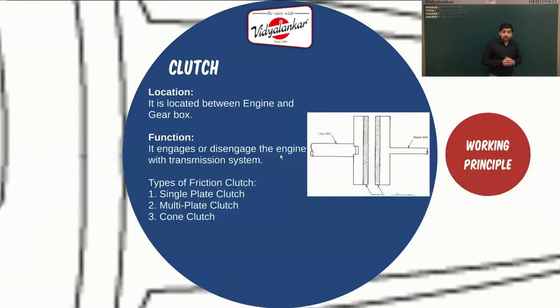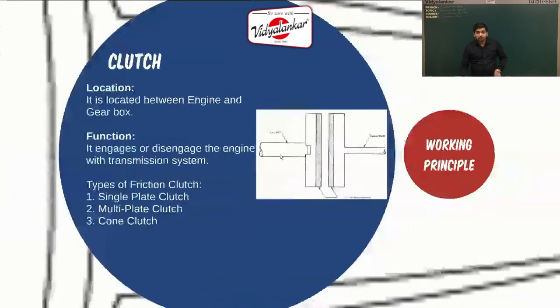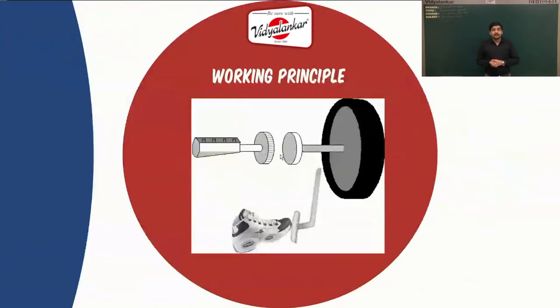Now the clutch is located between the engine and the gearbox. The function of a clutch is to engage or disengage the engine from the transmission system. There are three types of clutch as you can see. To understand how a clutch works, let us start with a simple diagram. Here it consists of input shaft, then driver plate, driven plate and output shaft. The input shaft is the shaft coming from the engine, and the moment we start the engine, that shaft will start rotating.